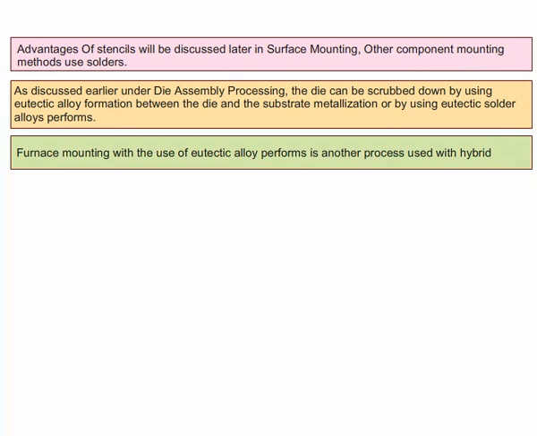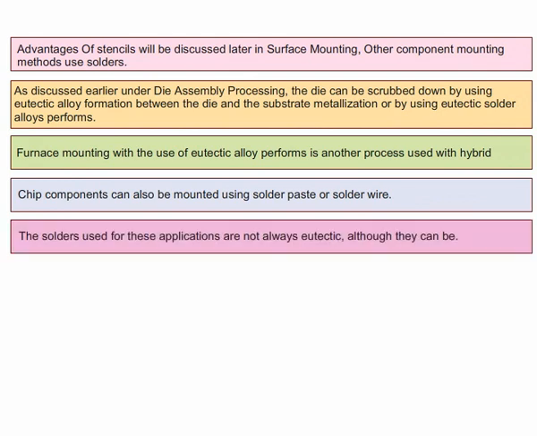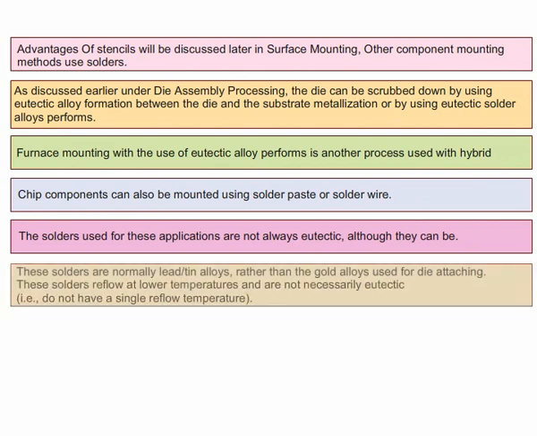Chip components can also be mounted using solder paste or solder wire. The solders used for these applications are not always eutectic, although they can be. These solders are normally lead-tin alloys, rather than the gold alloys used for die attaching. These solders reflow at lower temperatures and are not necessarily eutectic, that is, they do not have a single reflow temperature.